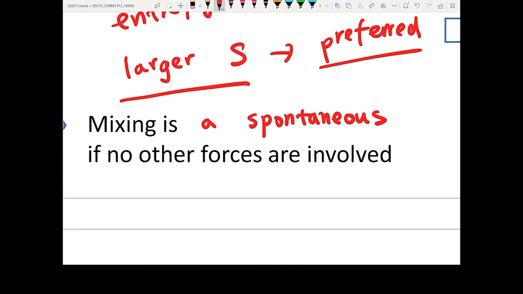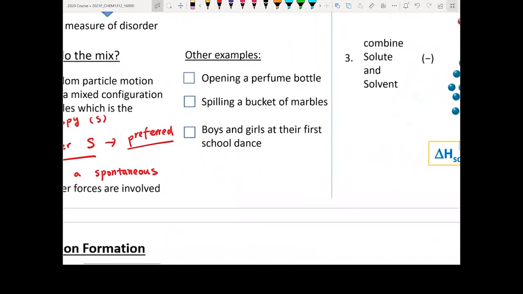Okay, this is one of the very important concepts. If you are a chemistry major, this concept will go with you forever. So let's use this concept and go through a few examples. The first example: if today you open a perfume bottle, what's going to happen? You start to smell the perfume, right? So what does that mean? That means the molecules originally were constrained within your perfume bottle, and they start to diffuse out, right? They start to mix with the air. And this is a spontaneous process.